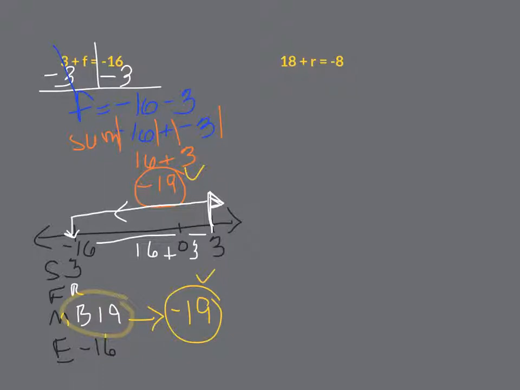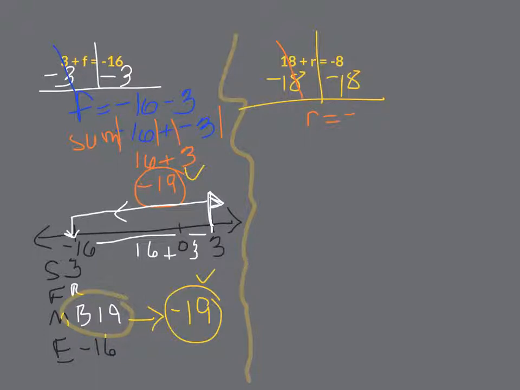Next problem. We've got 18 plus negative 8. Again, at some point here, you really want to pause these and start doing them on your own and then checking your work if you haven't already done that. So, what's the opposite of 18? That would be minus 18. I do that on both sides. 18 minus 18, the two of those cancel. I'm left with r equals negative 8 minus 18.